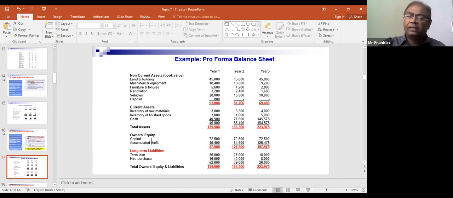Then you look at equity. There is a capital that is put in. Even profit will go into your equity for you. Long-term liabilities are liabilities like installments and all that. It is a liability. So we looked at the three different statements.